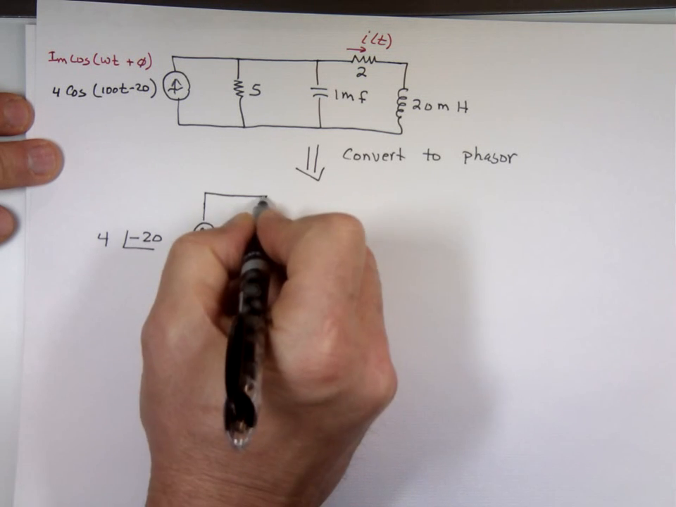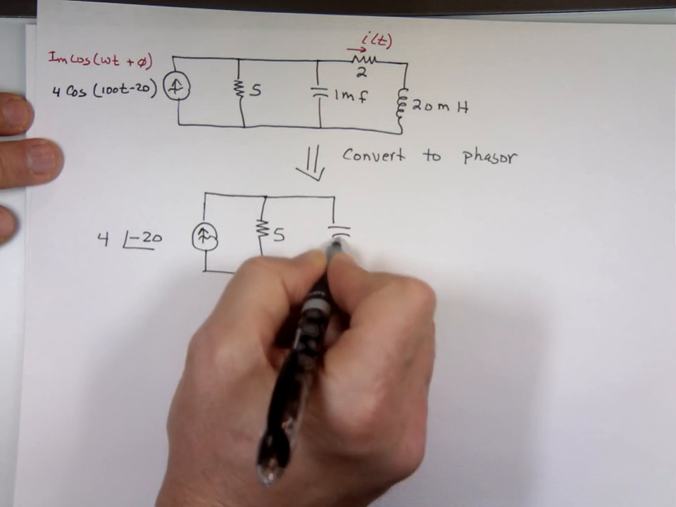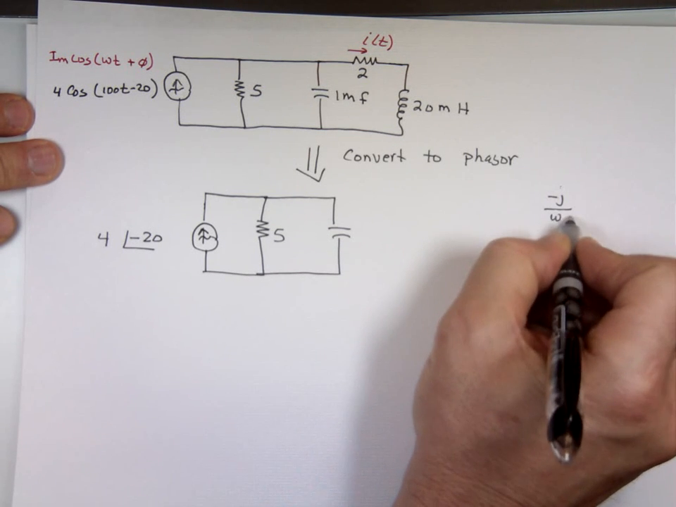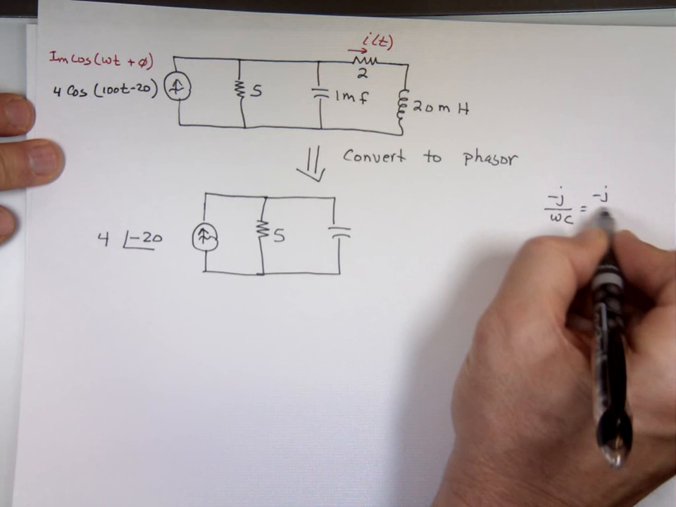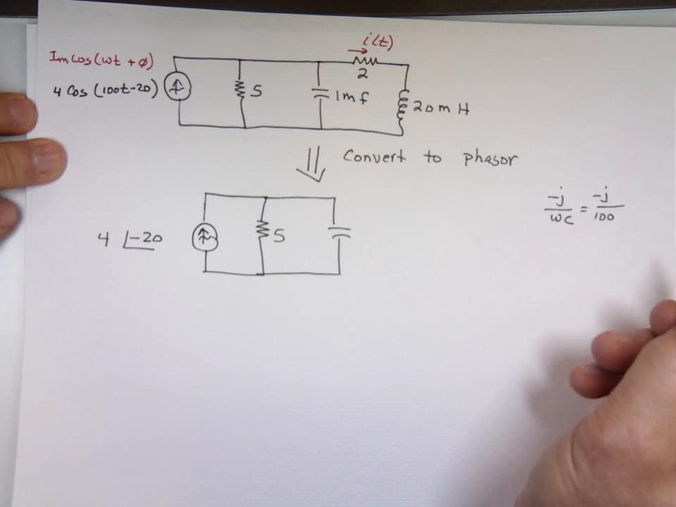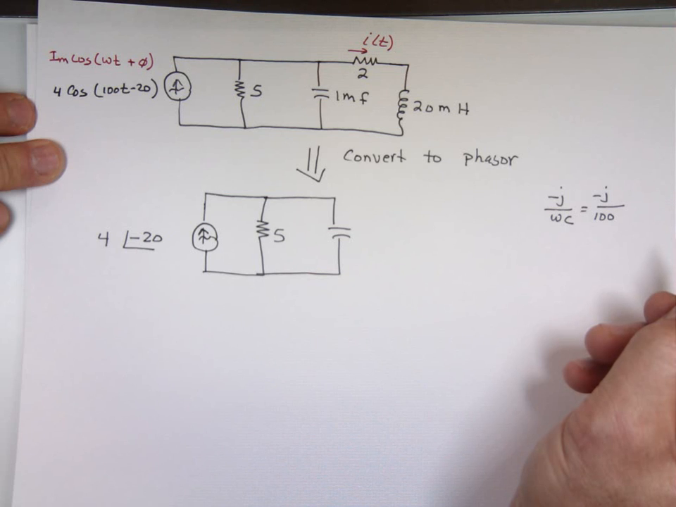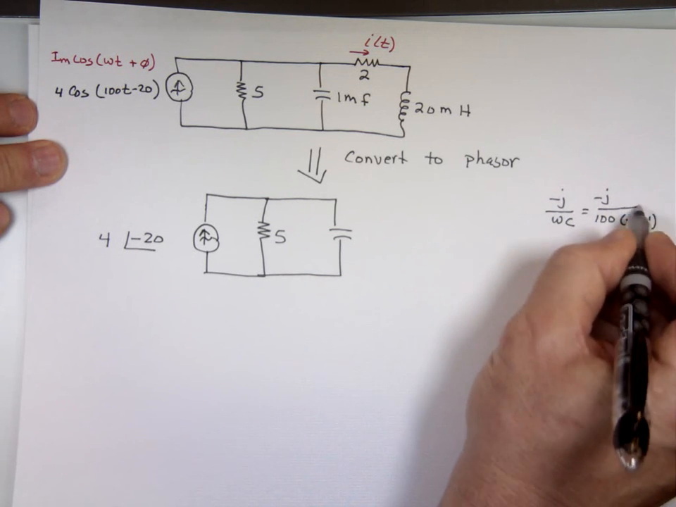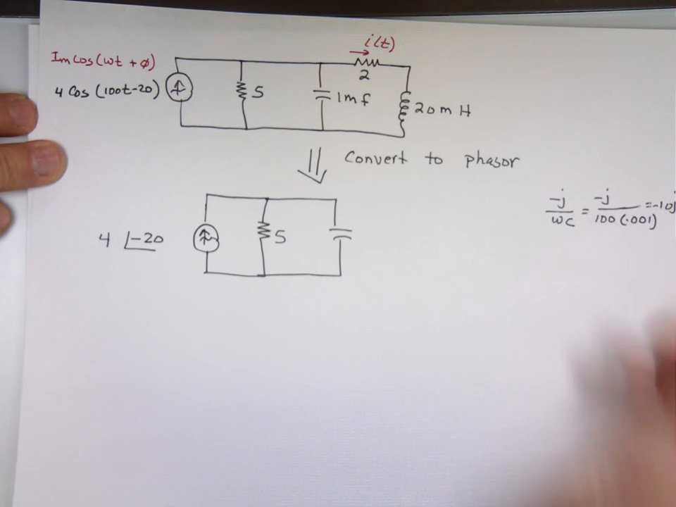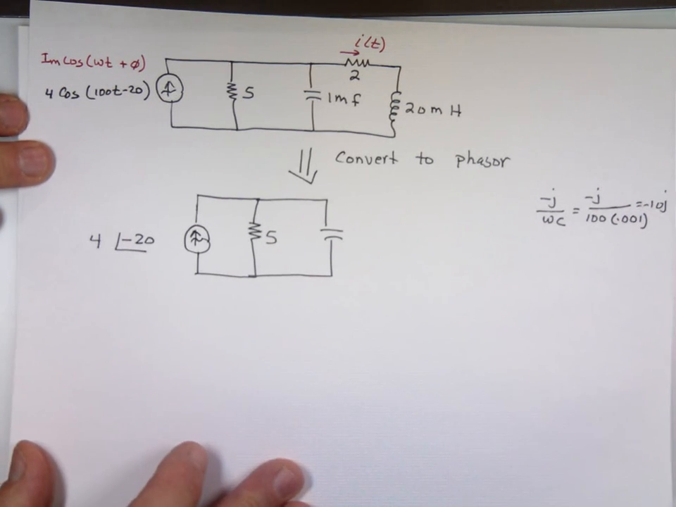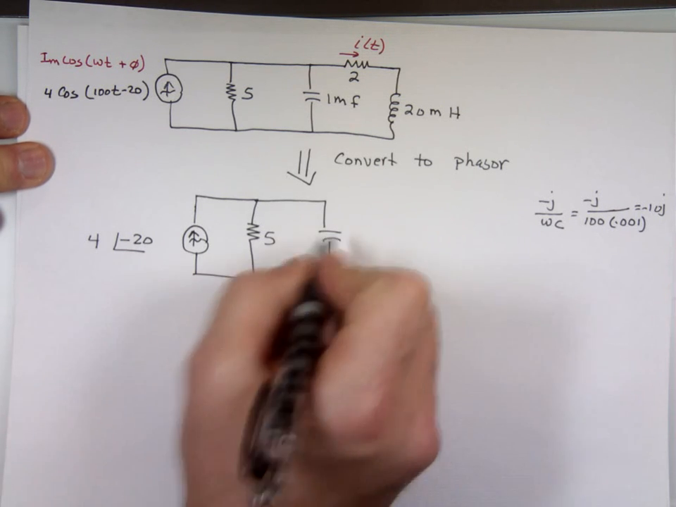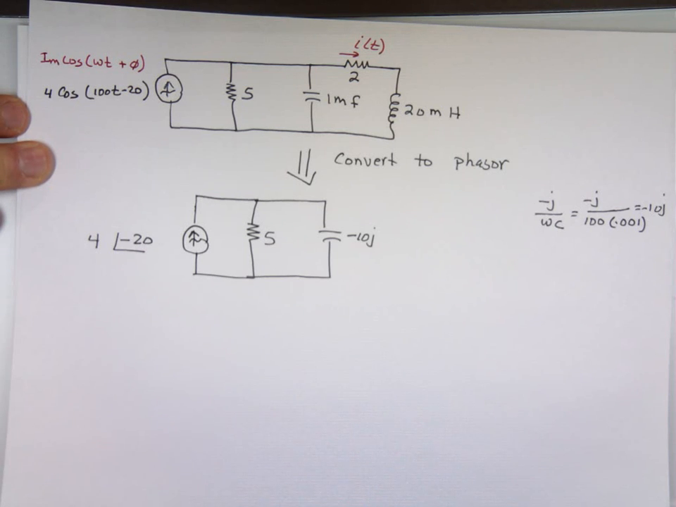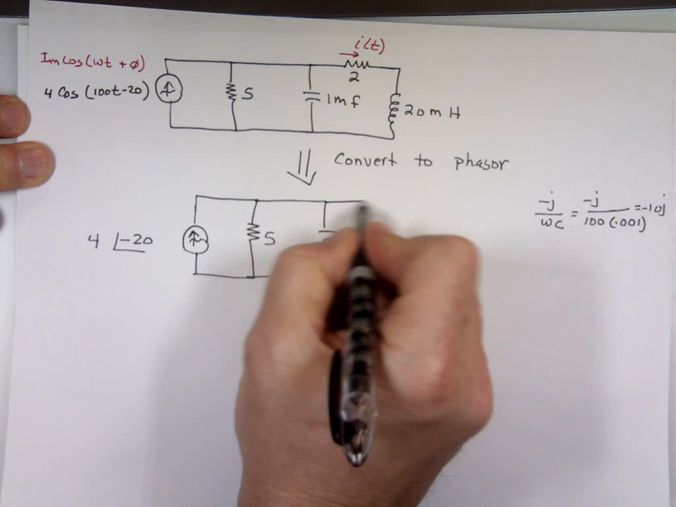The capacitor becomes what? Negative J over omega C. So that's negative J, what's omega? 100. And what is C? C is 1 milli, right? 1 milli, which is 0.001. So you do the math, that's negative 10 J. So this is negative 10 J, or 10 angle negative 90 if you want to go in phasor. The resistor stays the same.